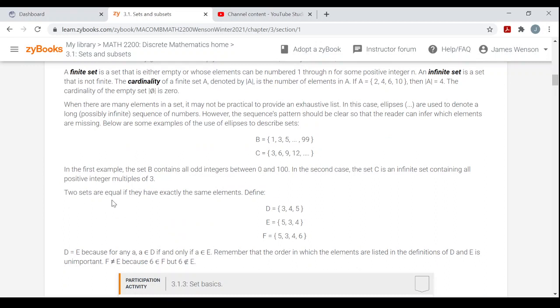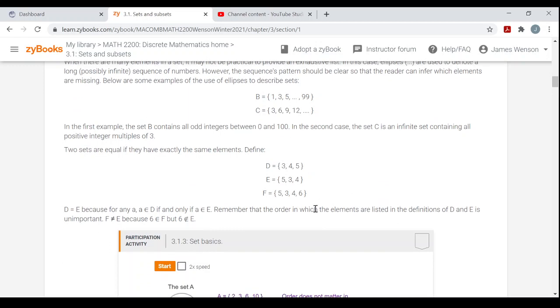Two sets are equal if they have exactly the same elements. So if these sets are defined here, D equals 3, 4, 5. E is 5, 3, and 4 are the elements in E. F has the elements 5, 3, 4, and 6. Then D and E would be equal. See, D equals E because every element in D is an element in E, and vice versa. Every element in E is an element of D.